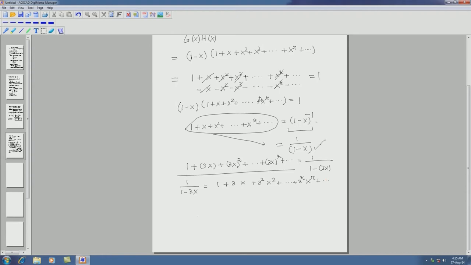Therefore, we see that the generating function corresponding to the discrete numeric function 3 to the power 0, 3, 3 square and so on, 3 to the power r and so on, let us call this A, the generating function corresponding to this A is 1 upon 1 minus 3x.